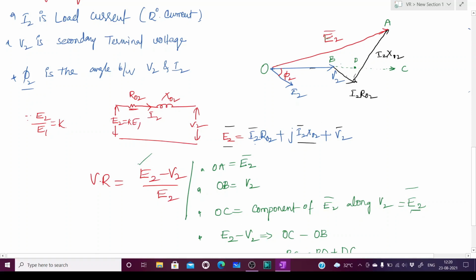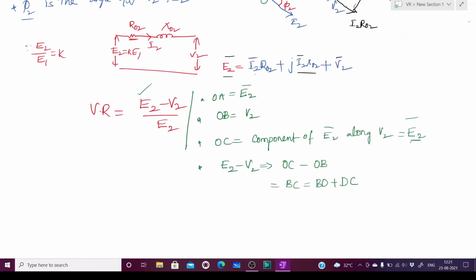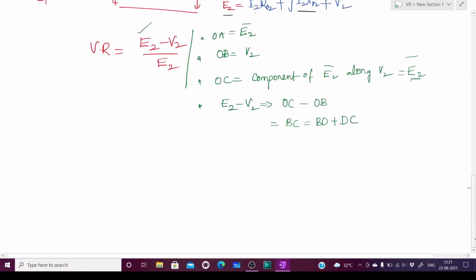So E2 is OC, minus V2 which is OB. If you subtract OB from OC, you will be left with BC. BC has a length of BD plus DC. So now we need to find this BD and DC. For that I am drawing the triangle here again.